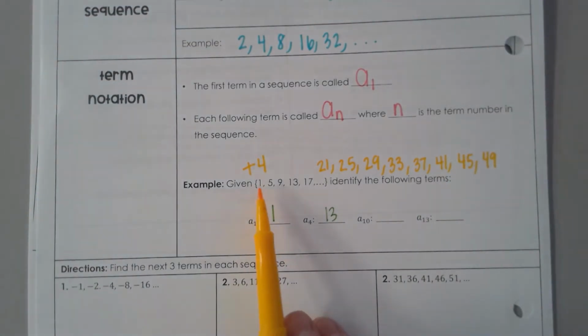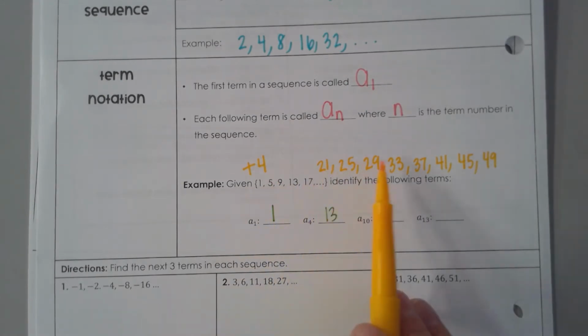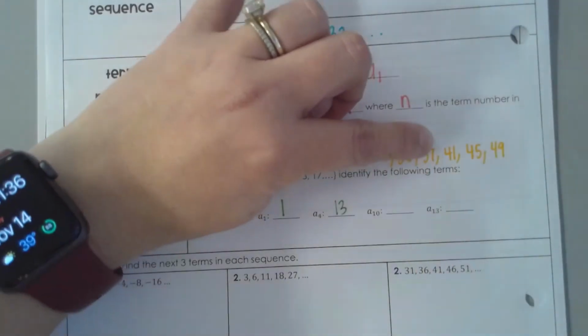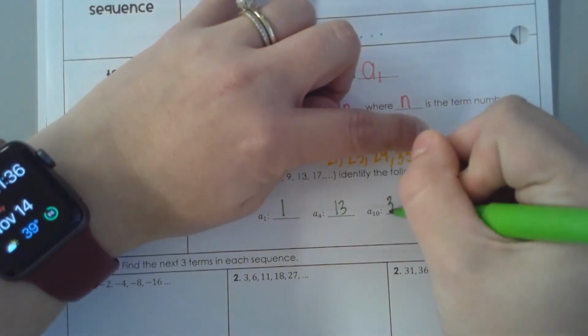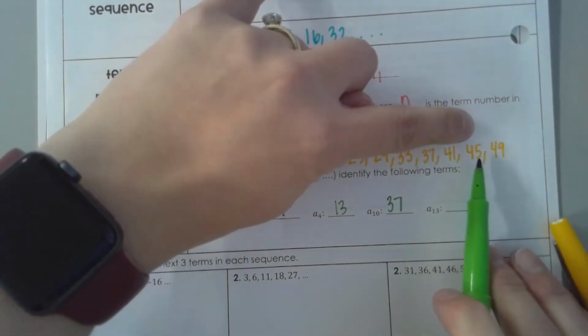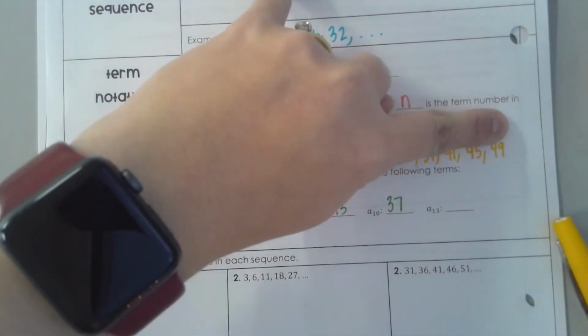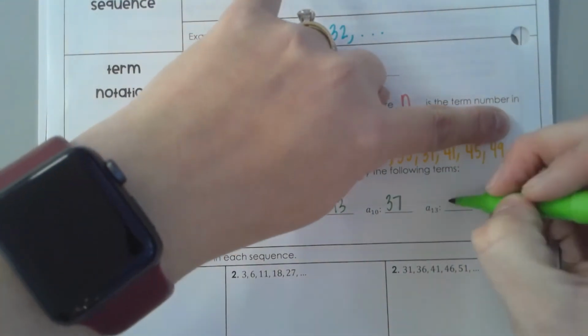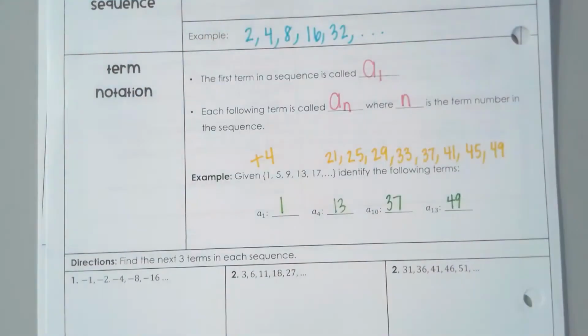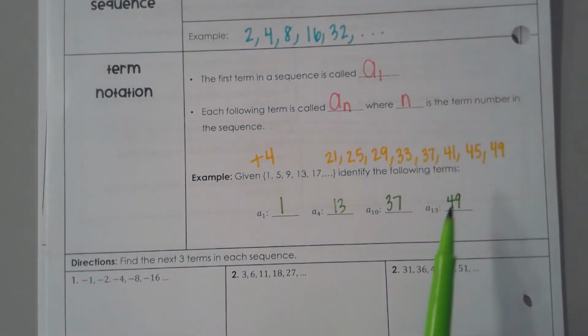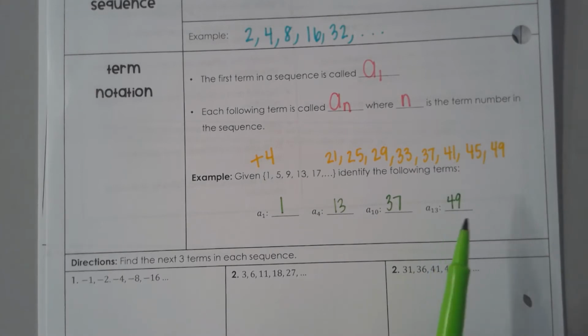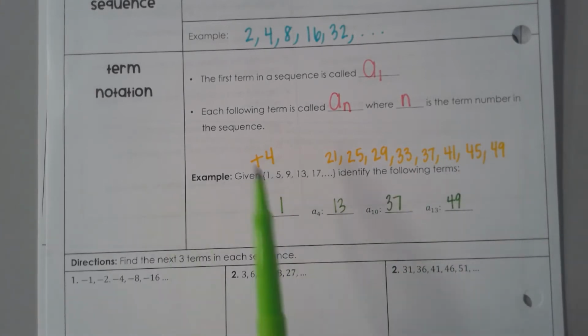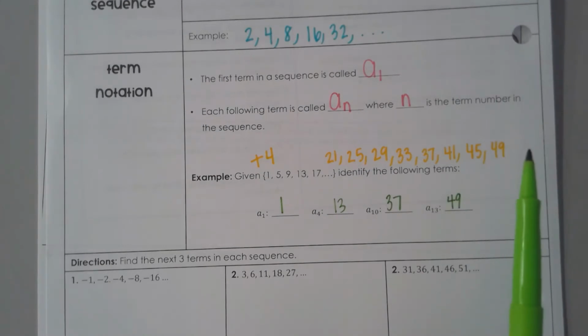So this is 1, 2, 3, 4, 5, 6, 7, 8, 9, 10. So my 10th term is 37. 11, 12, 13. A13 or A sub 13 is 49. Now if I ask for A125, that's going to be hard to figure out like this. So I'm going to show you later on how we would find those terms way down the line. So you don't have to keep going plus 4, plus 4, plus 4, plus 4.